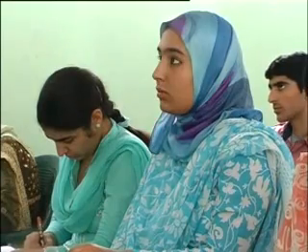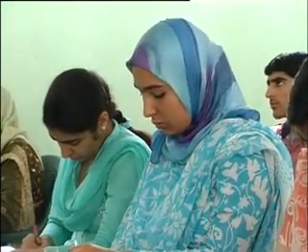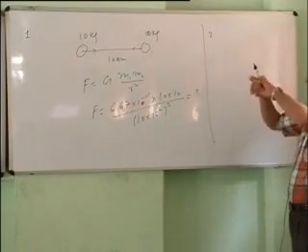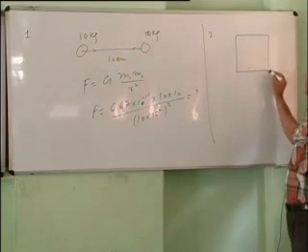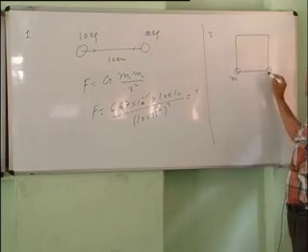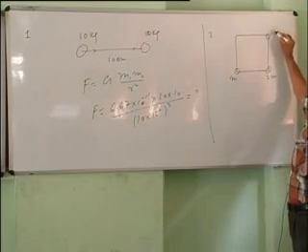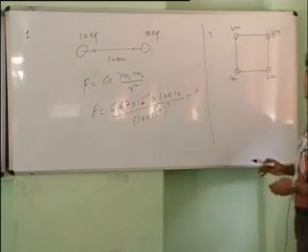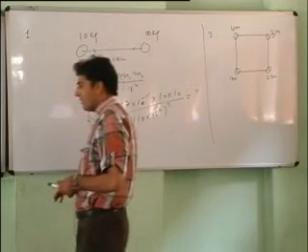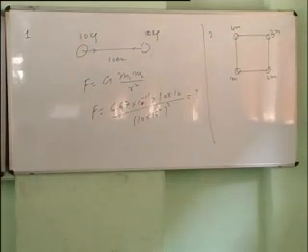So problem number 2. 4 particles having mass m, 2m, 3m and 4m. I have 4 particles which are placed on the corners of a square. This is mass m, this is mass 2m, this is mass 3m, this is mass 4m. And now what the question asks is, find the gravitational force on a particle of mass m placed at the center.